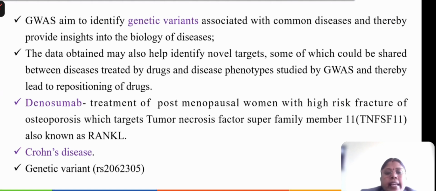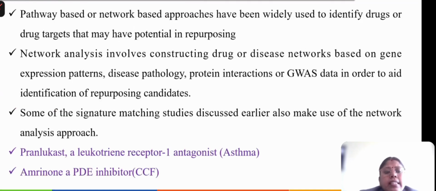Okay, so a very good example is denosumab. It is used for the treatment of postmenopausal women at high risk of fracture due to osteoporosis. Okay, now it acts against the tumor necrosis factor superfamily member TNFSF11, which is also called RANKL. So here, what variant have they identified? They have identified RS2062305. It is used for Crohn's disease. And this is very interesting.